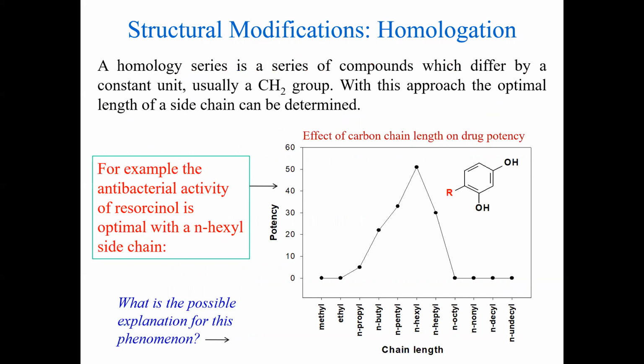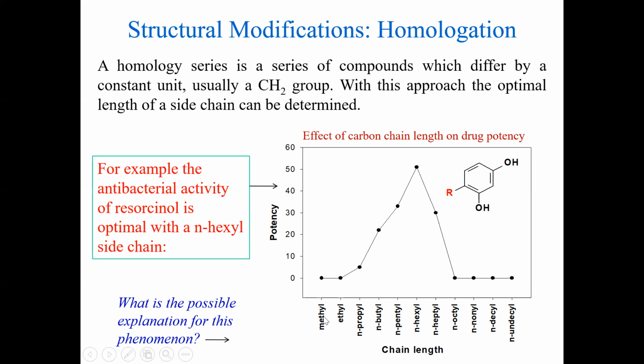So the first one is homologation, where homologation is basically where a molecule differs by a constant unit, and it's usually a CH2 group. So if we, for instance, look at this example here, this molecule, it's measured in its potency. So the more potent the drug is, the higher this value will be. And here you have your chain length.